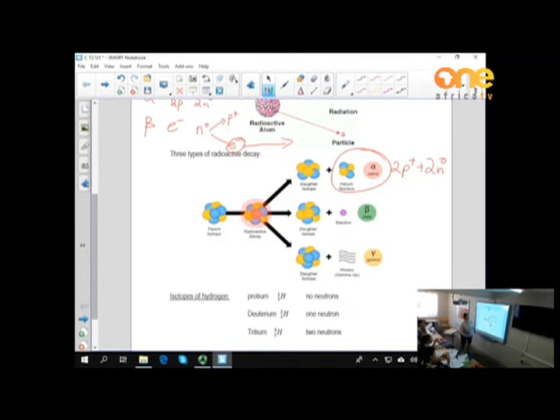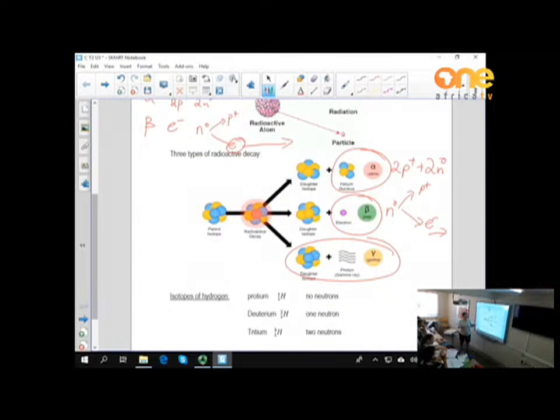Beta is an electron that is shot out. And remember I said it's a neutron that breaks up into a proton and an electron, and it's that electron that is shot out. And then gamma radiation, well, we'll have a look at gamma radiation when we do waves. But it's also a form of energy that is given out, although it does not consist of a particle as alpha and beta.